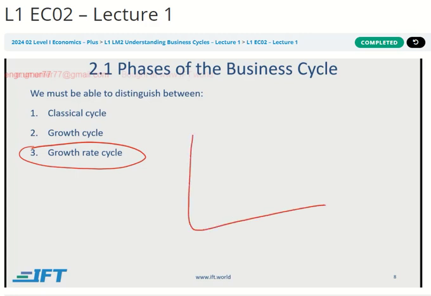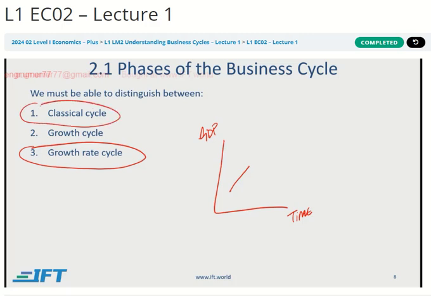Now, let's say this is your time and this is your GDP, and the GDP is going up, right? Does that mean you're in an expansion phase? Not necessarily, because maybe you're just growing, not growing more than your potential, just growing. So there is a difference between growing and growing more than your potential. The classical cycle actually just shows you what you're doing, on an absolute basis.